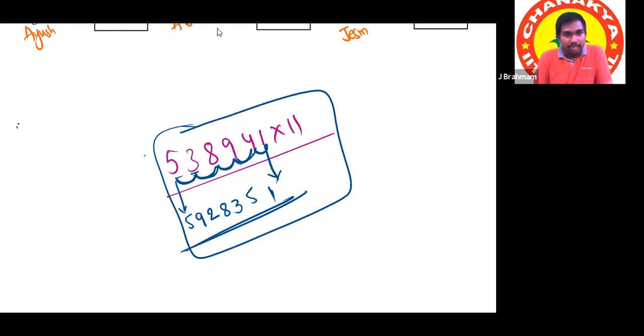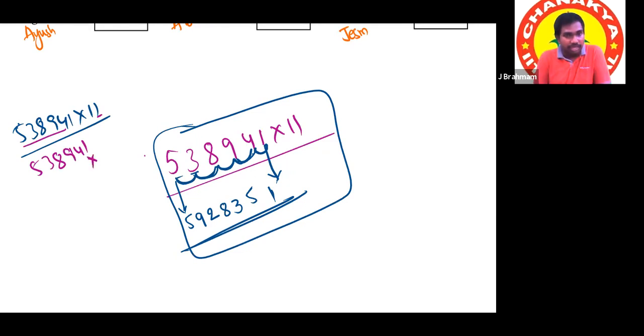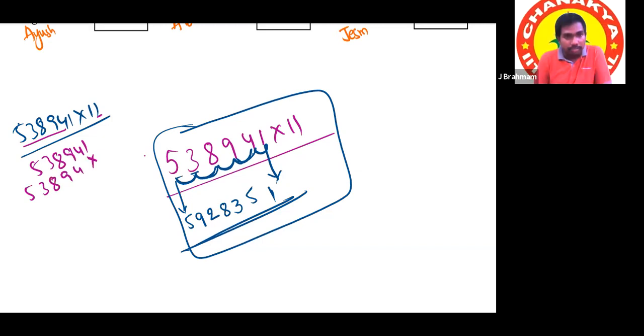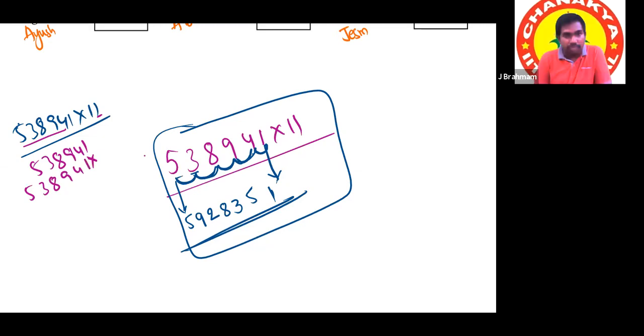In the normal conventional method, 5, 3, 8, 9, 4, 1 into 11 means we'll take the first 1, right? Of 5, 3, 8, 9, 4, 1 into one time, it is this number, and leaving one position, we write 0 here. And again we'll take the same number 5, 3, 8, 9, 4, 1. So if you add these numbers, it will be the same, right?